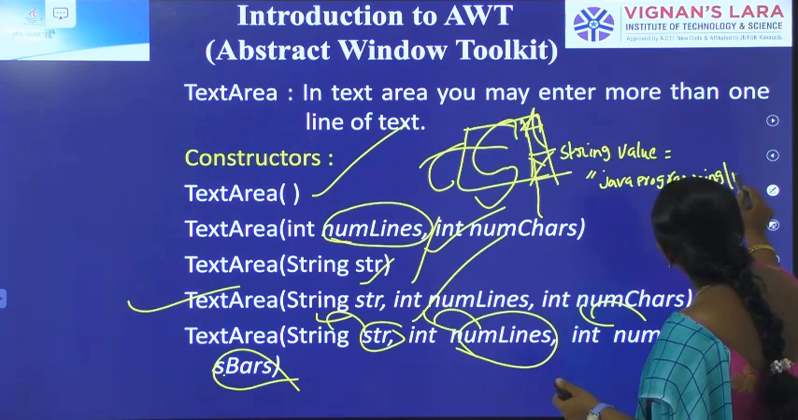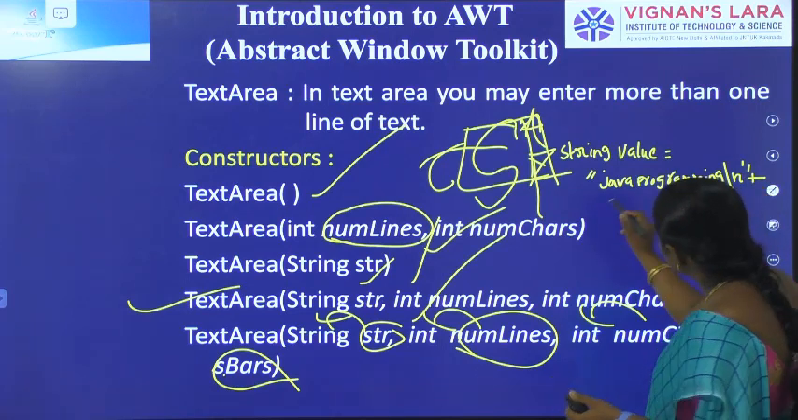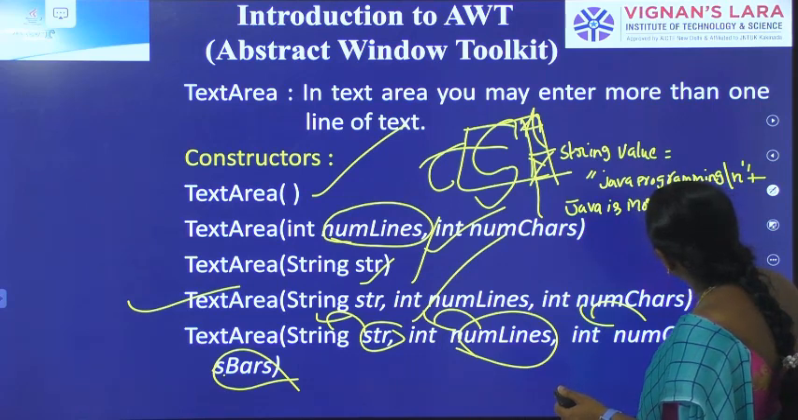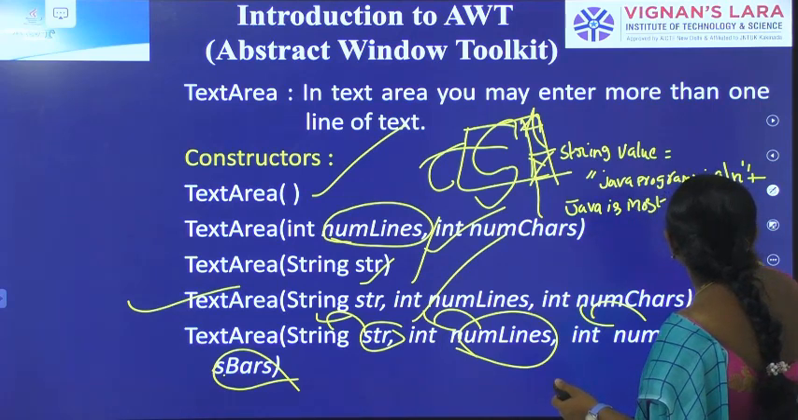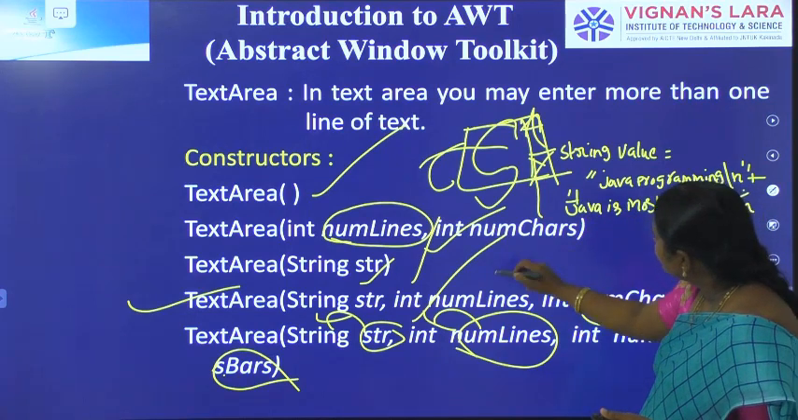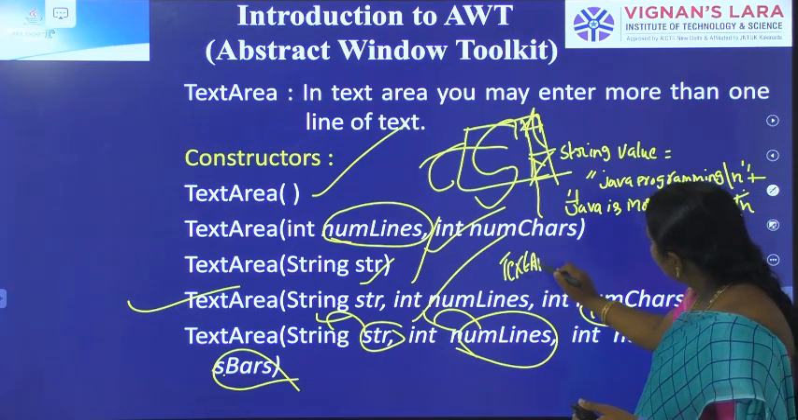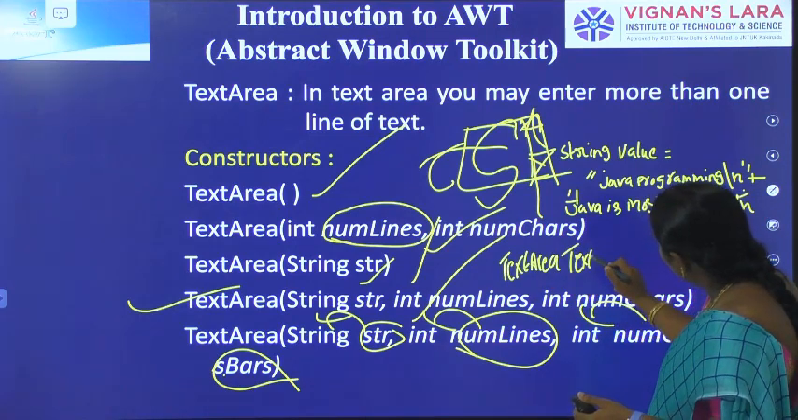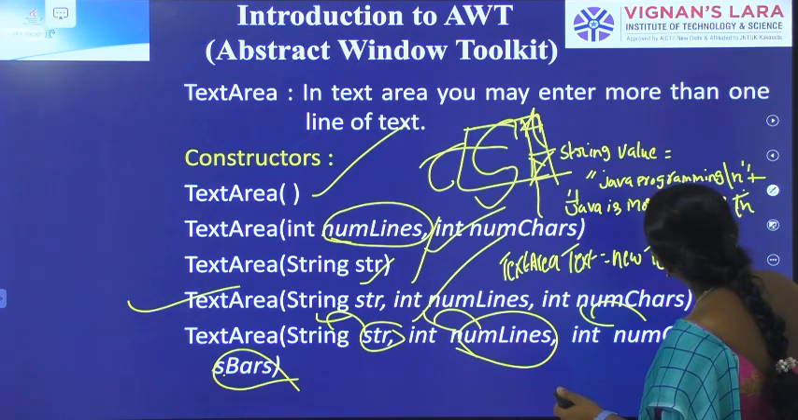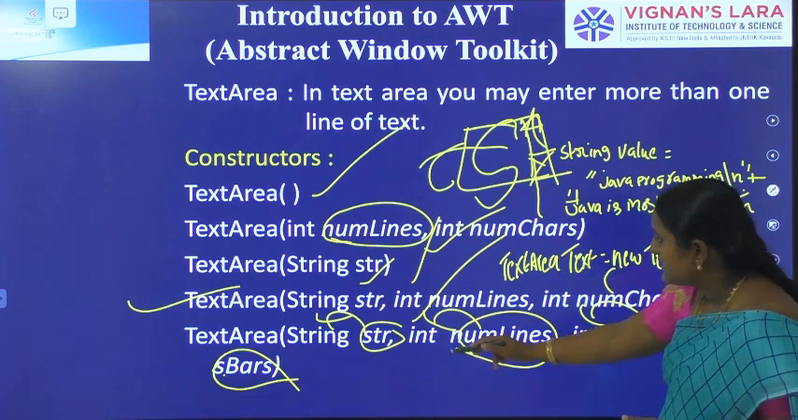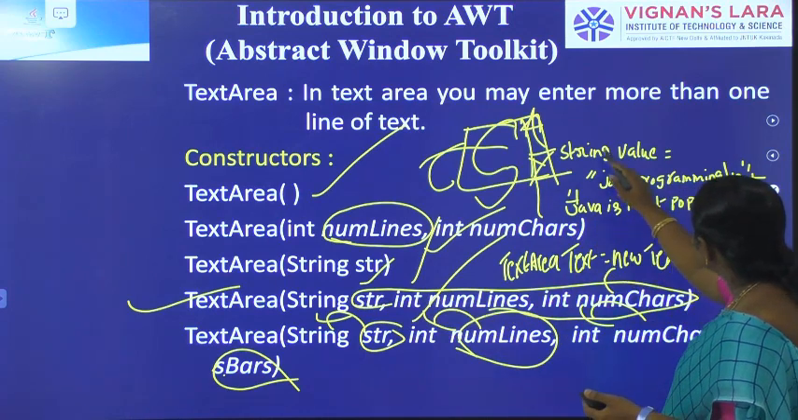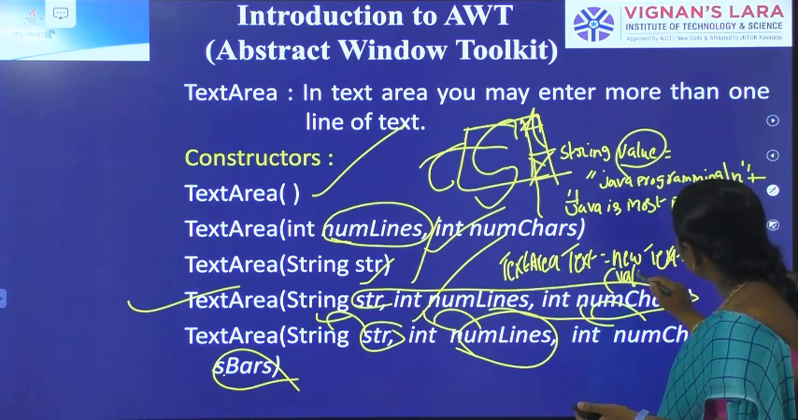Every line is followed by \n. Next plus "Java is most popular programming language" and \n. After that we have to create an object of TextArea: text equal to new TextArea. Whenever an object of the class is created, the constructor is automatically called. First one, string str. Suppose we take this constructor, string str. We have to pass a string type value.